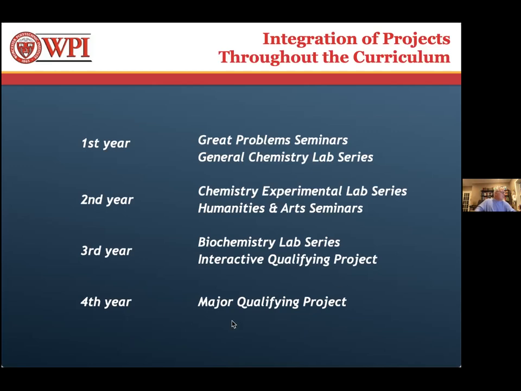And finally, in the fourth year, you have the major qualifying project, which is a senior thesis project in your major, where you carry out a genuine research project in one of our research labs. And the ultimate goal would be to get something to a publication in a peer-reviewed journal, which sometimes happens, but in general, it's something where you investigate something new and unique.